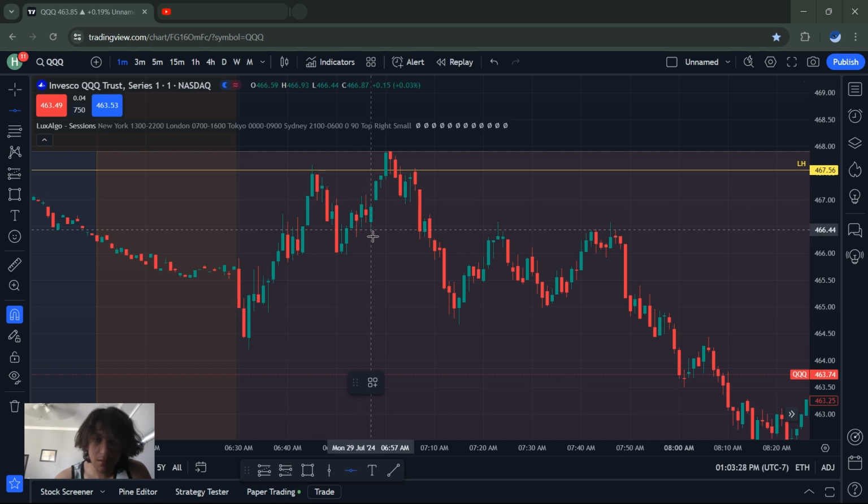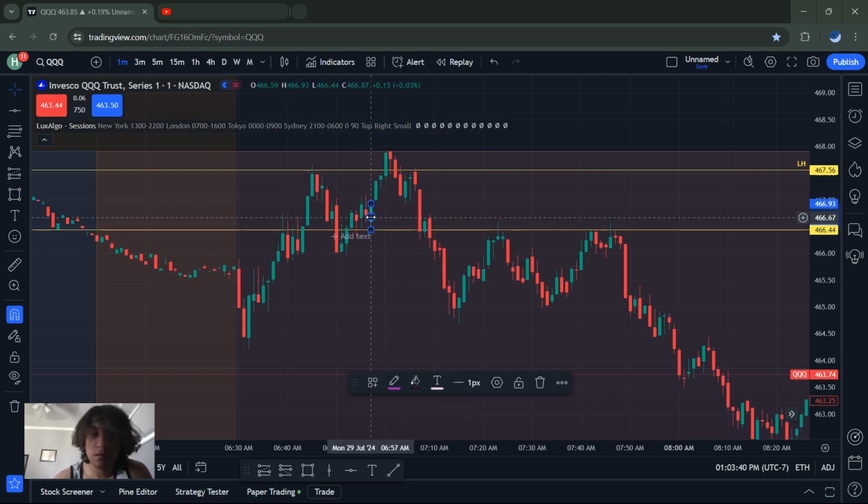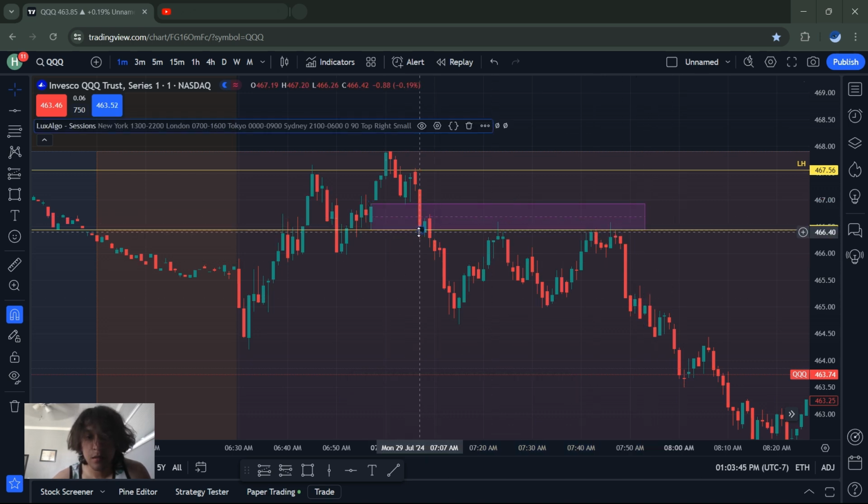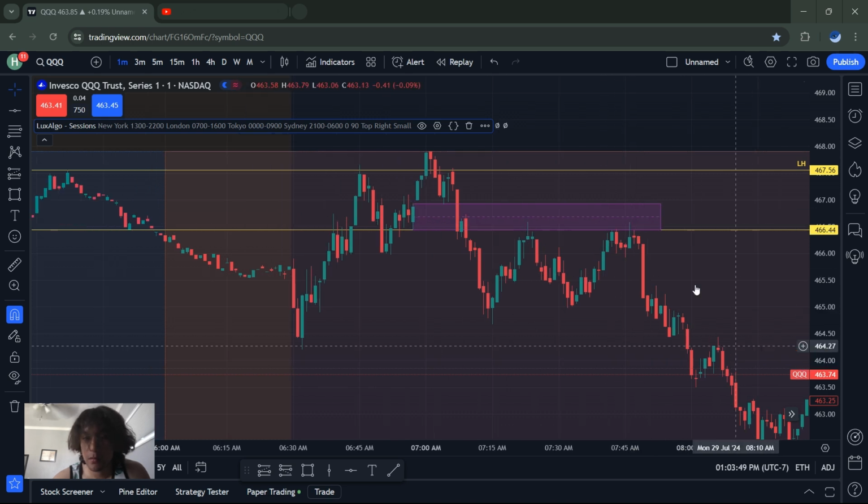Okay. So it goes above. Now it needs to break this. What does it do? It breaks it on this candle, 707. What do you do again? You get your breaker block, use all those little confluences, and you can see the breaker block tested once, twice, three times before it continued off.